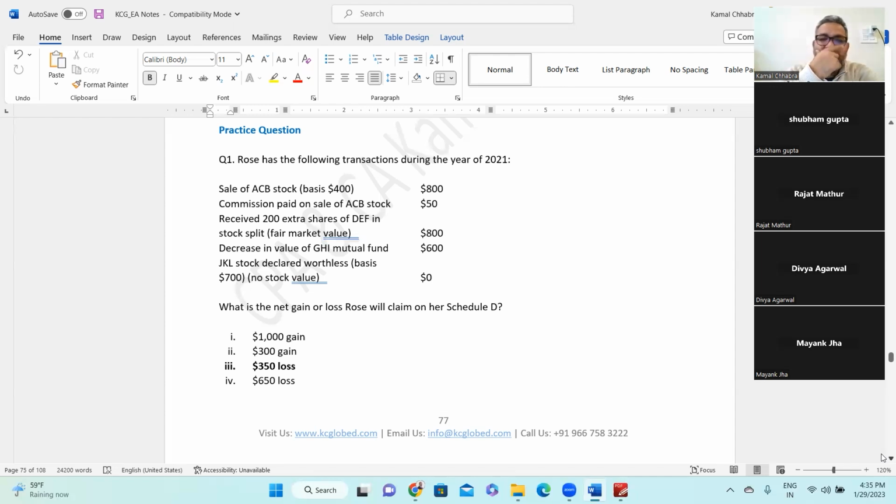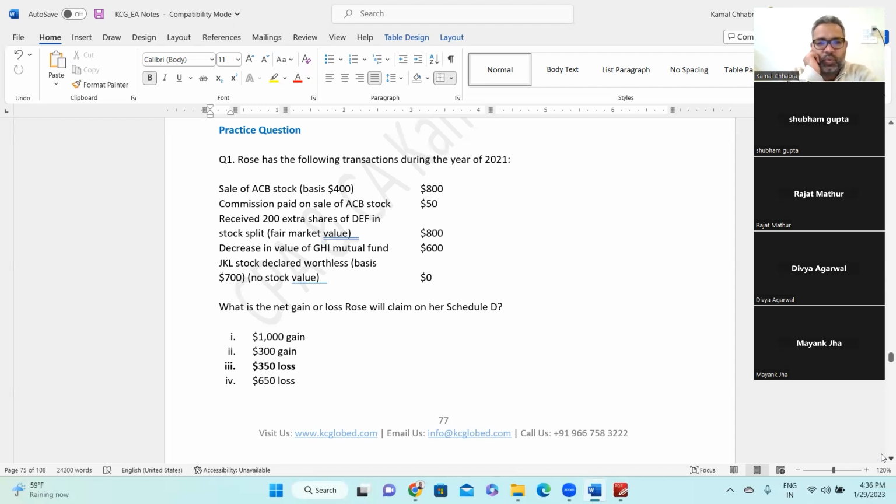So let's do the math. First one is sale of ABC stock. They have sold the stock for $800, which was purchased at $400. So what was the gain? 400? Yes, sir. And the commission they have paid is $50. So minus 50 is 350, right? So the first two statements result in a $350 gain.